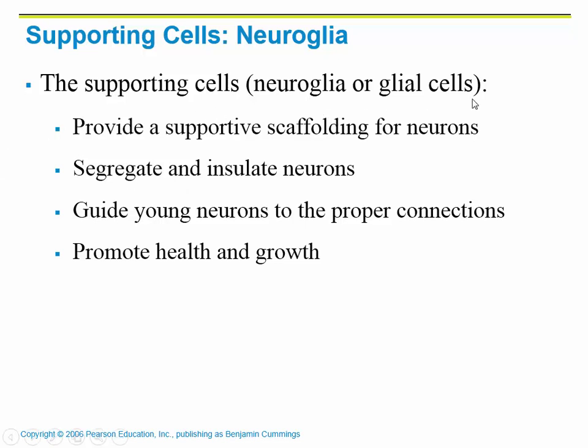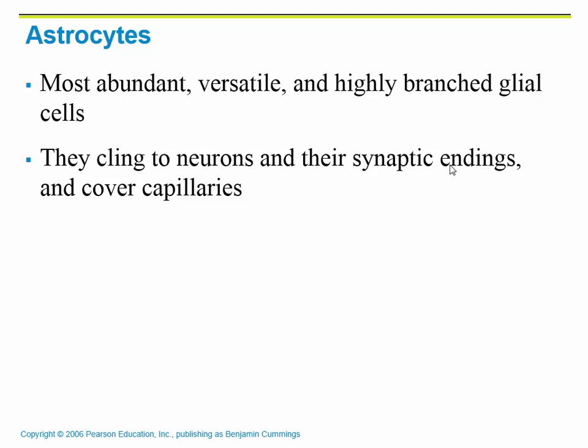So these neuroglial or glial cells do a lot of different things for the neurons, because neurons are really busy. They're sending messages back and forth. They have to be very quick. They can't be interrupted. And so what the neuroglial cells are doing is just supporting them. They're providing scaffolding for the neurons. They're insulating the neurons. They're making sure that the neurons are connecting with other neurons to communicate, and they promote health.